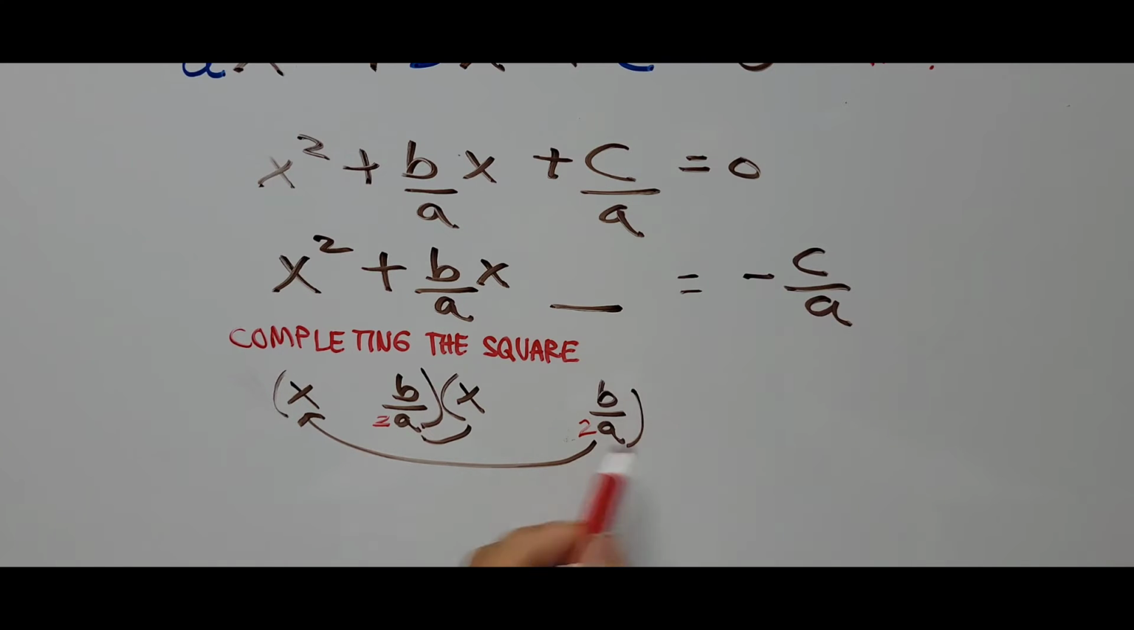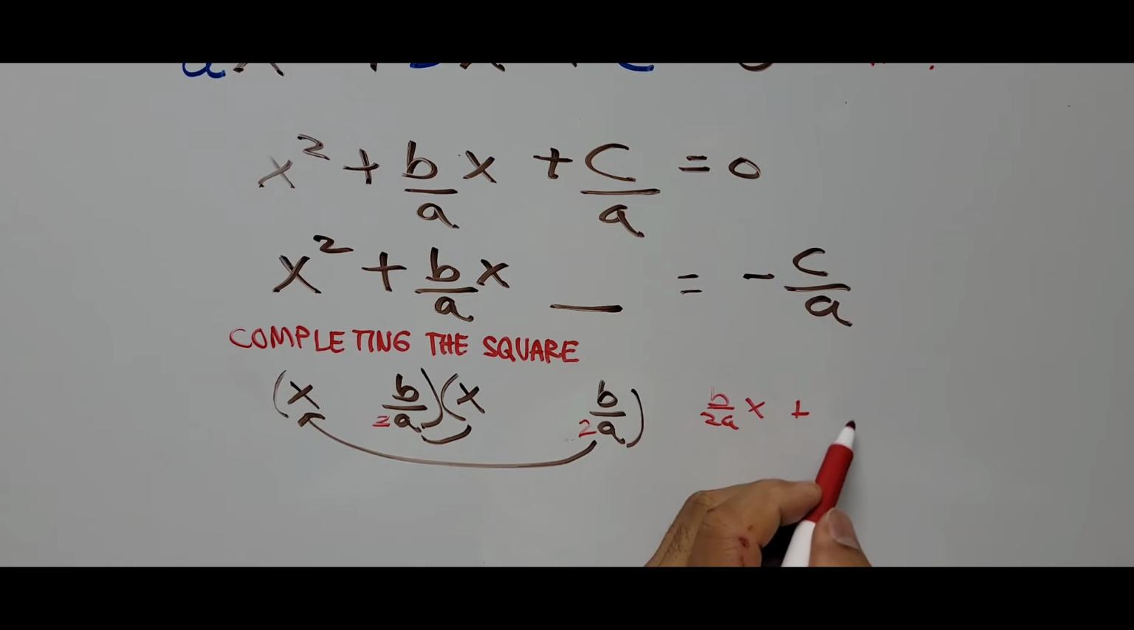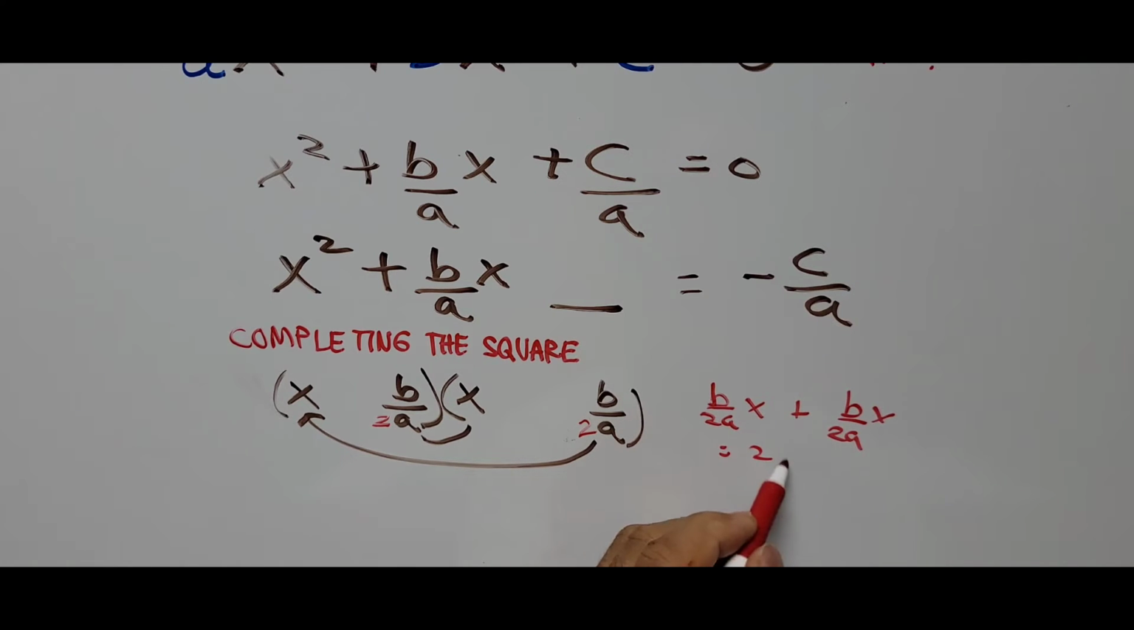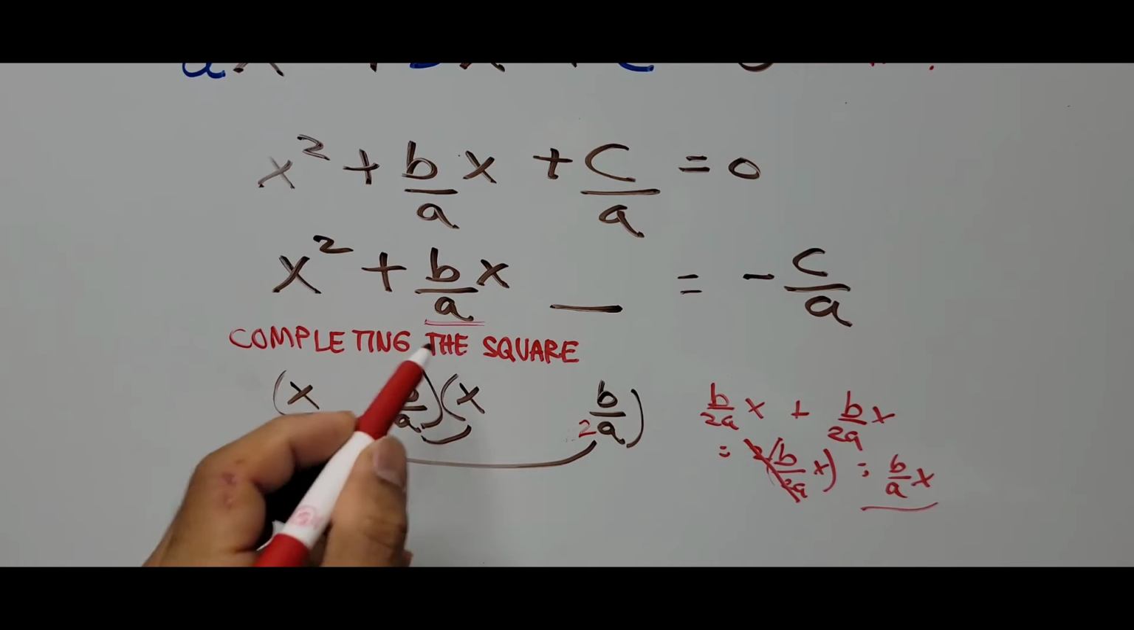Okay, so b over 2a x plus the outside, so b over 2a x. So what's coming out now? Just double it, right? So that's 2 times b over 2a x. The 2 will cancel. And what do we have left? b over a x, right? Okay, so that's what we have right there. Now we take a look: this b over a x is now the second term of this.